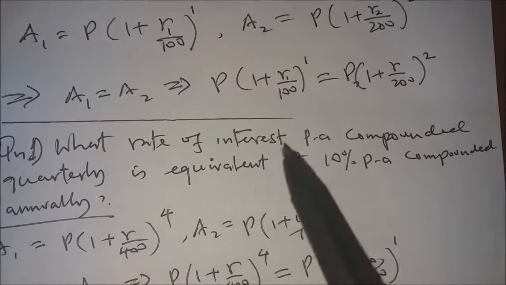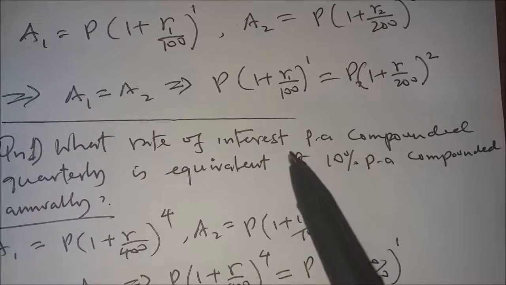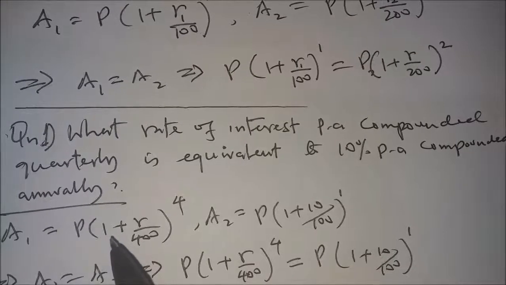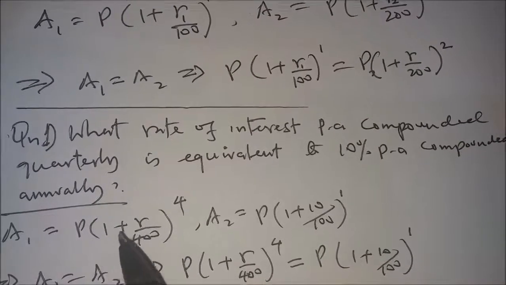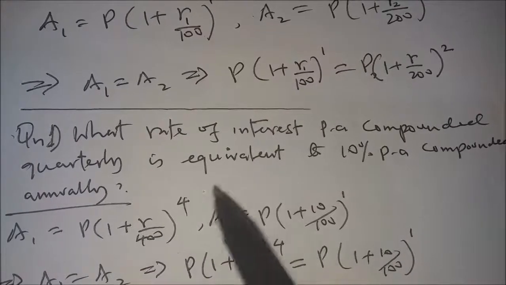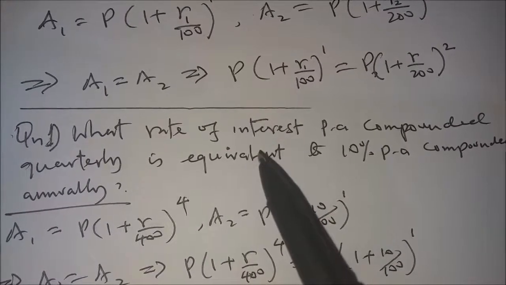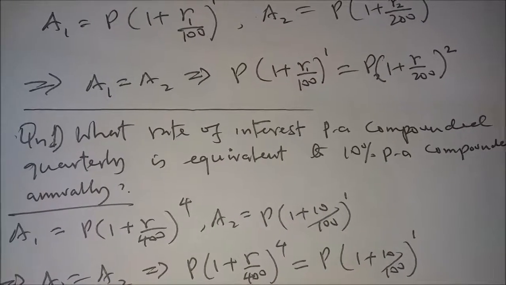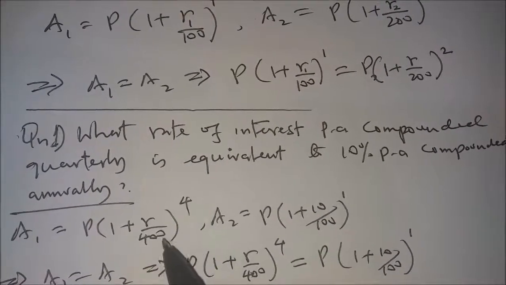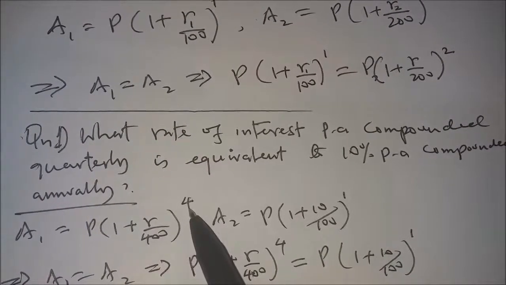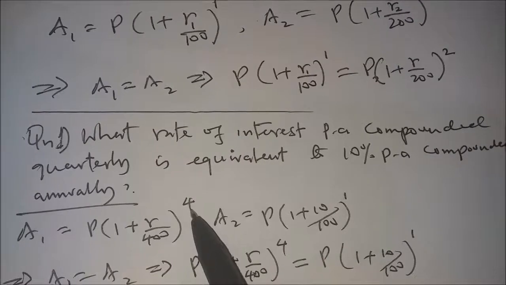Now we let the unknown rate of interest be R, and so the amount will be P into 1 plus R over 400. Over 400 because R% per annum compounded quarterly will mean that in each quarter the rate of interest will be R over 4. So we have R over 400 to the power of 4 because we compound 4 times in a year.